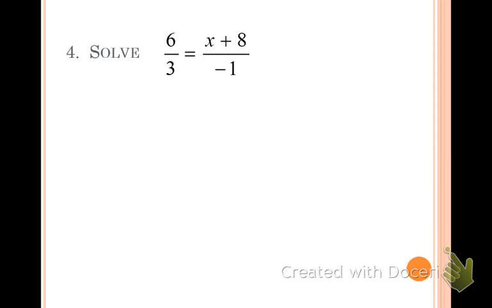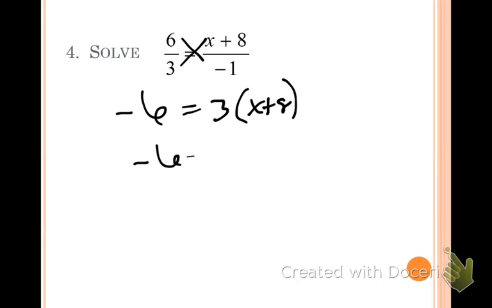We're going to do these just like we've done every other one. But there is a hurdle here that you have to make sure you don't stumble across. We're going to cross multiply. We're going to take 6 times negative 1 and get negative 6. That's going to be equal to taking 3 times that entire numerator, 3 times all of x plus 8, which means that we need to distribute that 3.